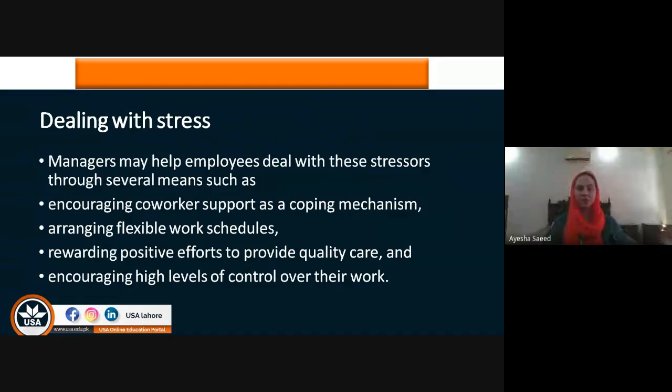Arranging flexible schedules so that workload is distributed, rewarding positive efforts to provide quality care, and encouraging high levels of control over their work. So how many patients they are going to take and for how long they are going to take them can relieve their stress.